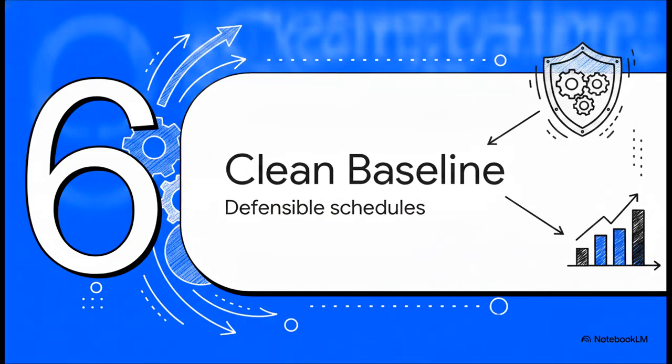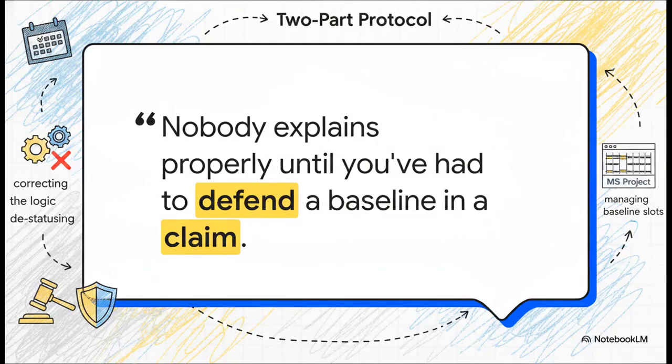Section 6. A defensible, clean baseline. I want to read a rather profound insight straight from our source material today, and it goes like this. This is one of those things nobody explains properly until you've had to defend a baseline in a claim. That carries a lot of gravity, doesn't it? Following this two-part protocol, correcting the logic, formally de-statusing the schedule to 0% complete, and deliberately managing your baseline slots in MS Project protects you legally and professionally if a dispute ever arises.